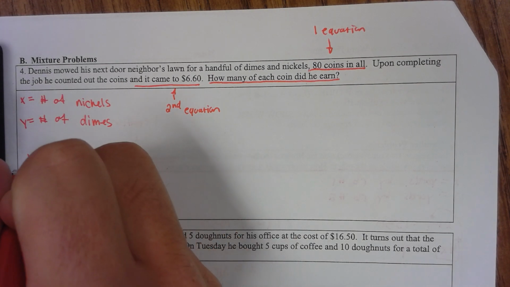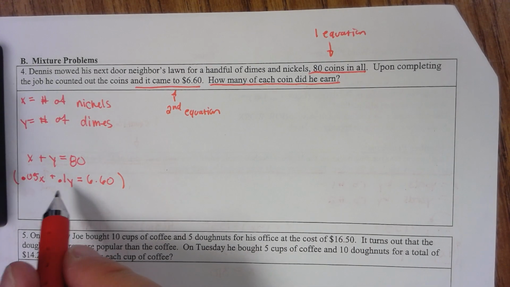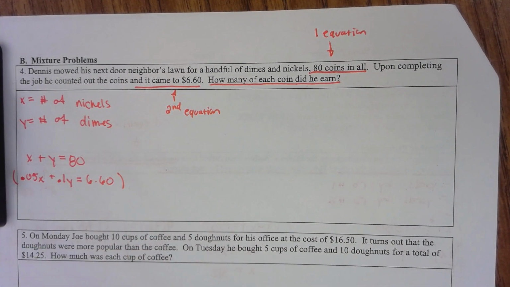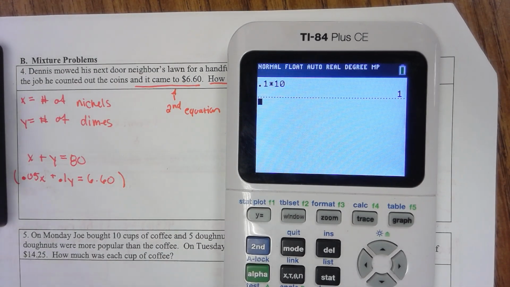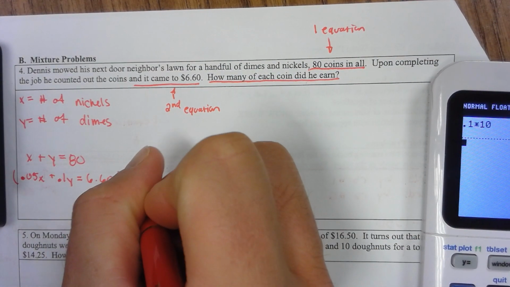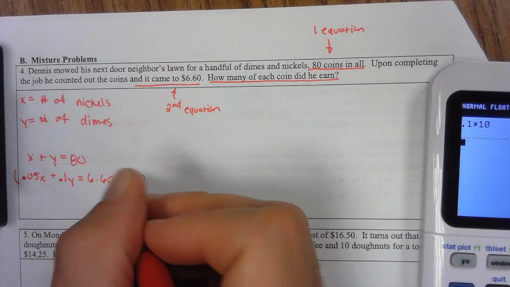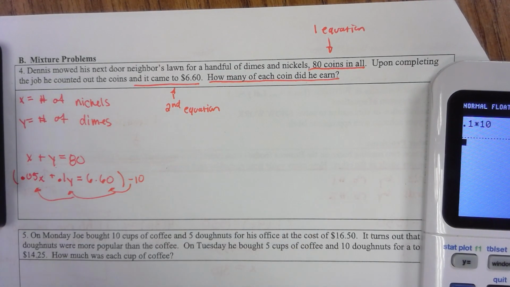I'm going to do that by multiplying the bottom equation. I'm thinking 0.1 times what will get me to a 1Y. If you don't know, you can always just kind of guess. So 0.1 times 10 gets us to 1. So I'm going to multiply the entire bottom equation by negative 10, getting me that negative 1Y. That'll then allow it to eliminate.